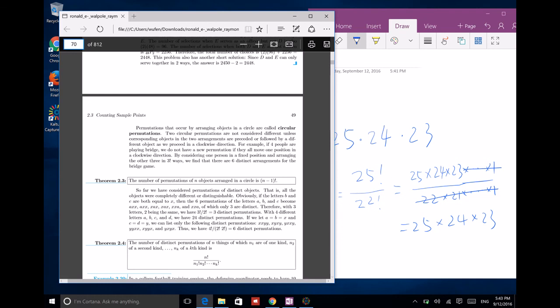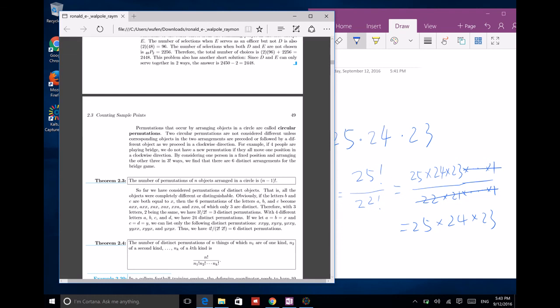Then theorem 2.3: the number of permutations of n objects arranged in a circle is n minus 1 factorial. Basically, when you arrange in a circle, your last one is taken out. For example, let me see.